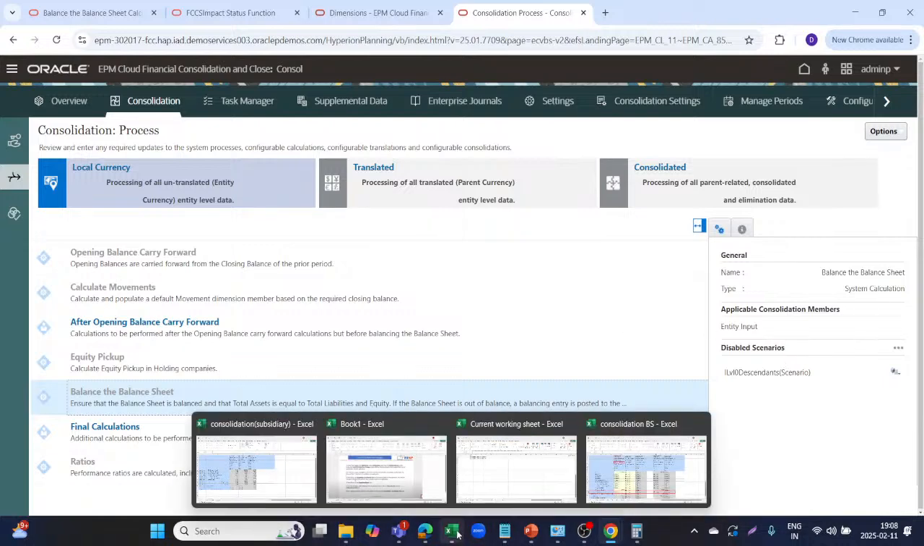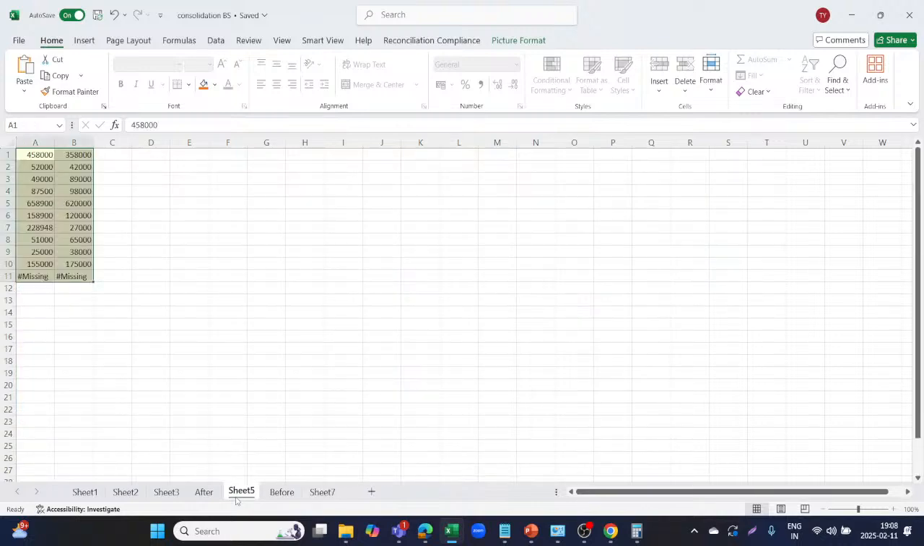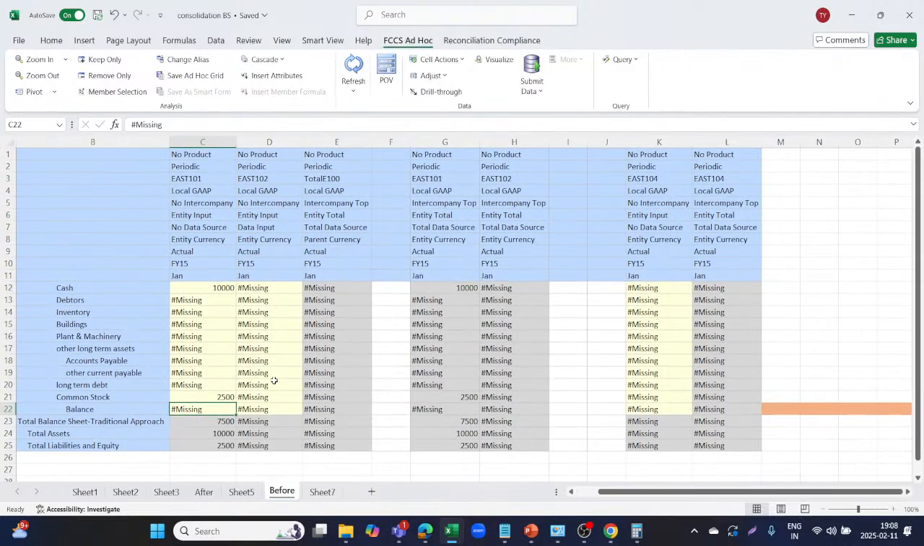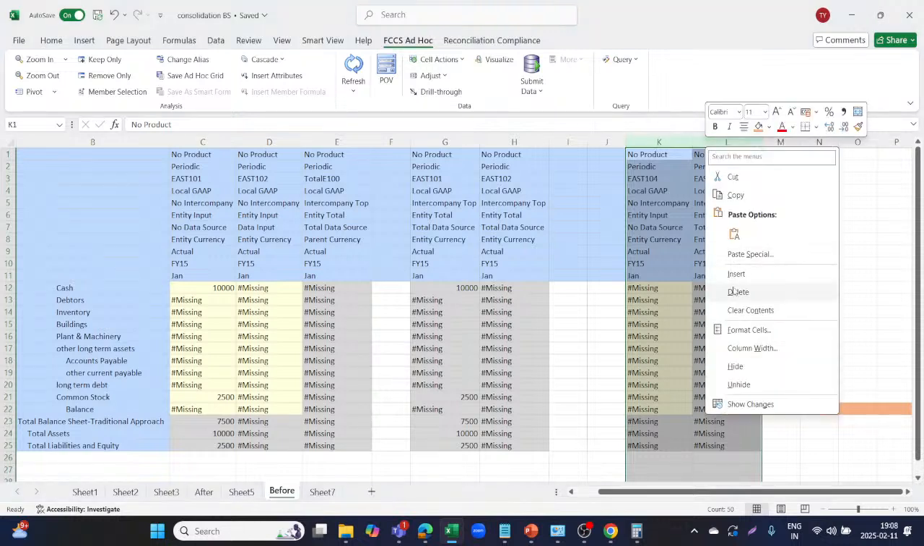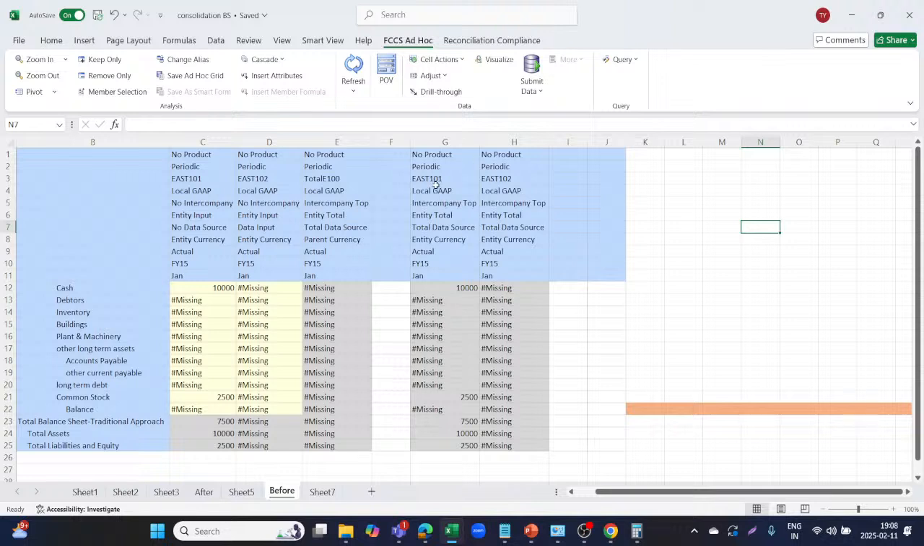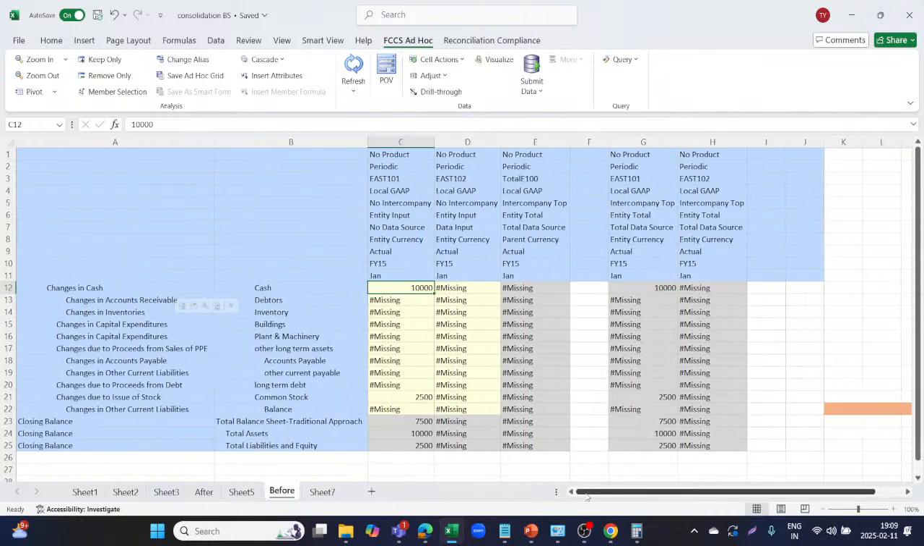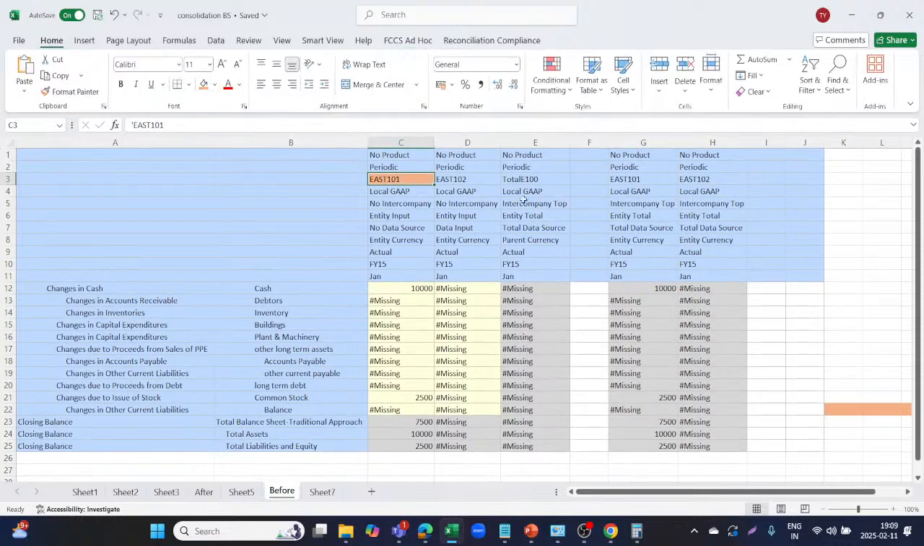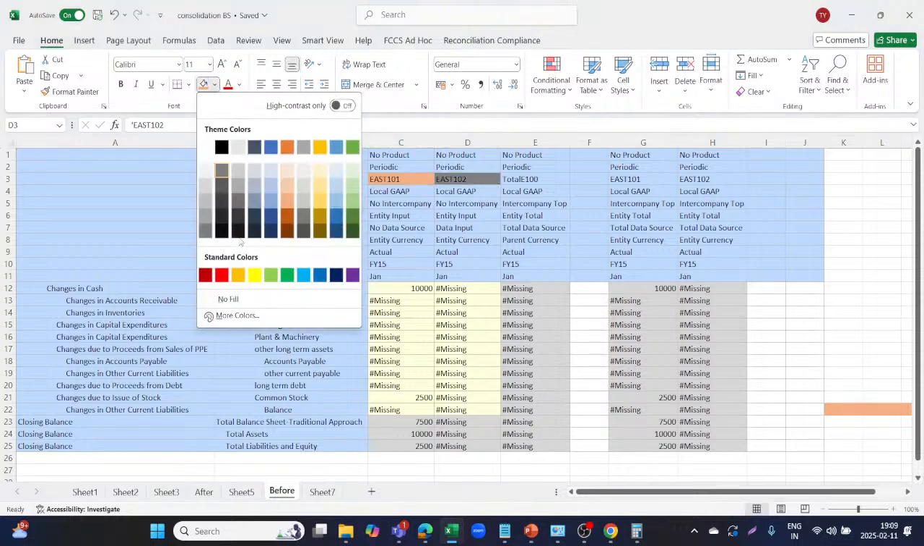I have prepared the Smart View. Alright, so you can see I have randomly entered the numbers. These are all my intersections, and if you scroll to the left, this is my one entity, that is East 101. This is my second entity, that is East 102.